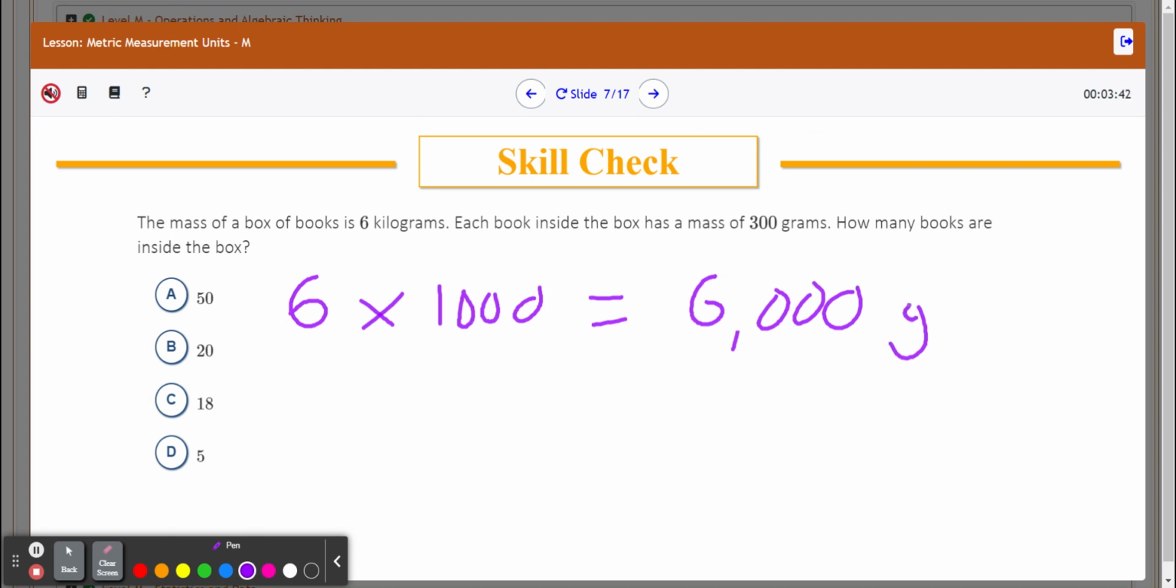All right. Well, then all we do is we take our 6,000 grams and we divide it by 300 because that's how much each book weighs. All right. And what are we left with? We're left with 20.